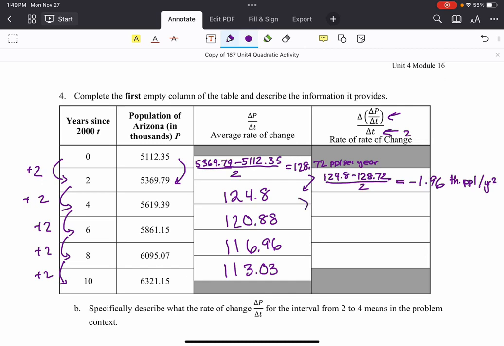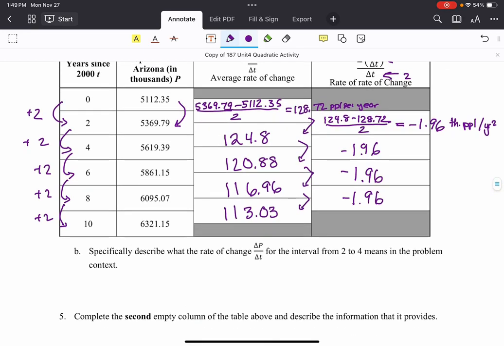And if I did this every single time, this is a quadratic function, so guess what's going to happen with my second difference? It ends up being the same. They're all negative, and that makes sense because remember we said it appeared to be a decreasing rate as we went through. And so let's just interpret these numbers and what they represent.